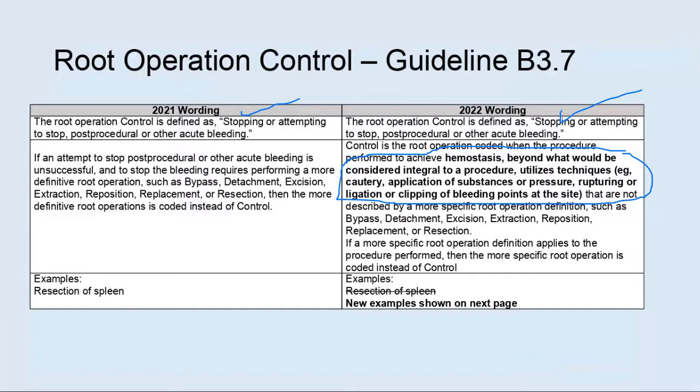Now, first of all, it's beyond normal hemostasis. Also, the second factor is it wouldn't be reported with a different root operation. So if in order to control bleeding, the physician did an excision or a detachment or reposition, resection, then you would use the other more specific root operation, not control. Okay. So also in 2021, they had an example, resection of spleen. Well, that's a little vague. So for 2022, that was crossed out, and they have new examples.